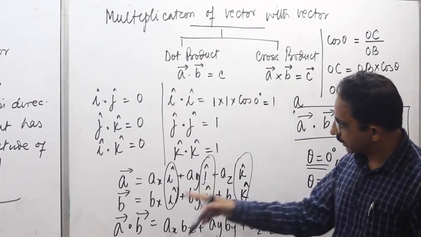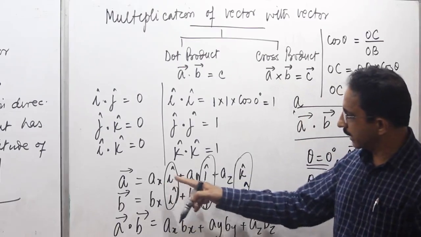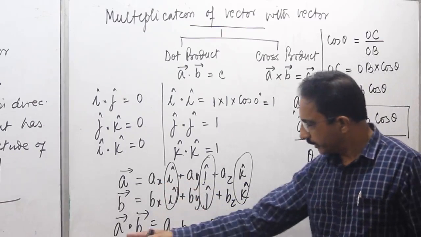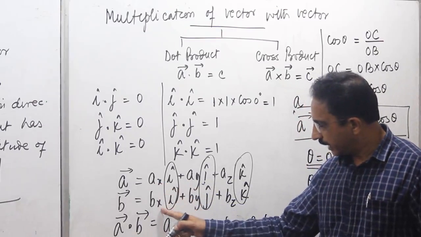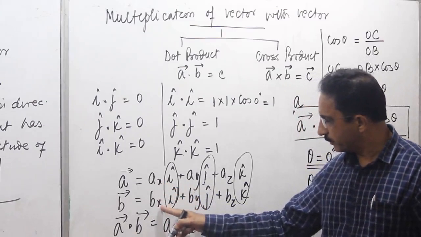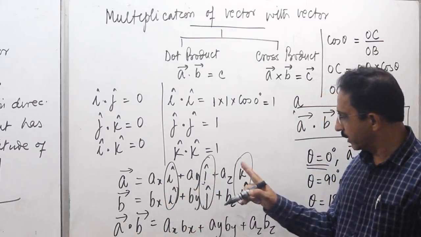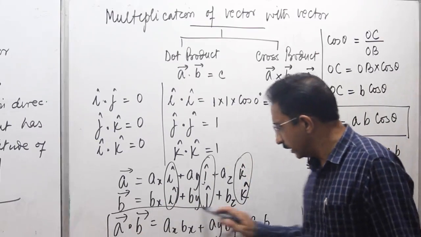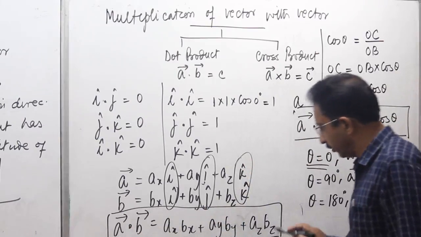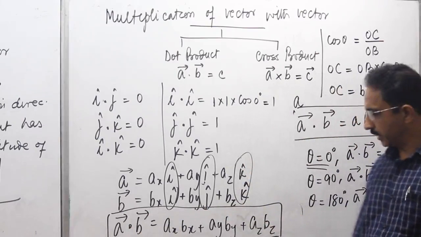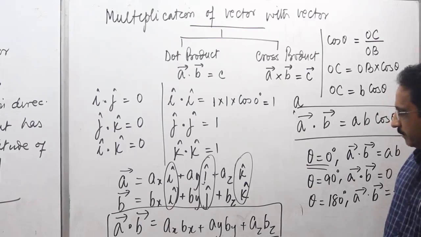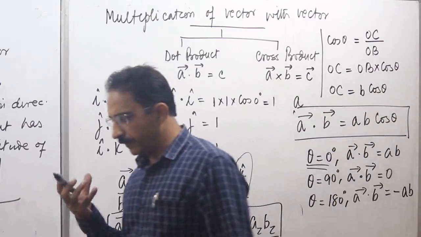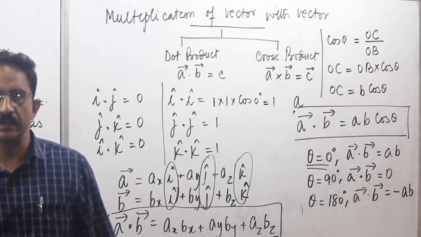So given two vectors like this, ax i cap, ax can be now anything, can be a number. So उनका जब आप dot product लेते हैं, simply multiply i with i, that means x component with x component, y component with y component, and z component with z component. That's your answer. So this A dot B would be simply equal to the result ax bx plus ay by plus az bz.